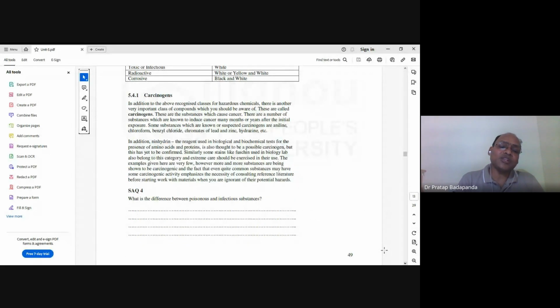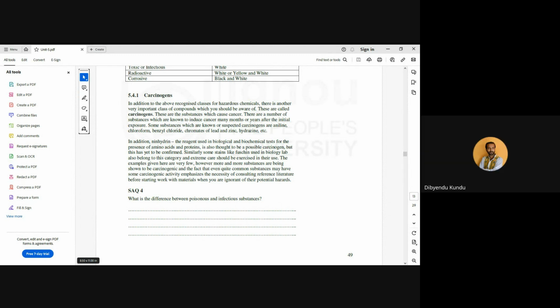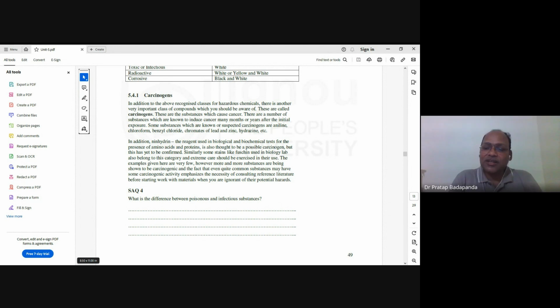This is an important area actually. Carcinogenicity. Anyone have an idea about the carcinogen? Yes, cancer. Cancer causing, that is, cancer cells developing. If we say an unnatural growth of a tissue, that is a tumor, and further it leads to cancer without proper treatment.